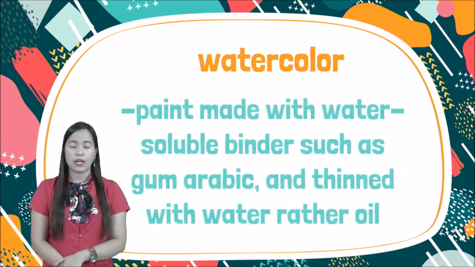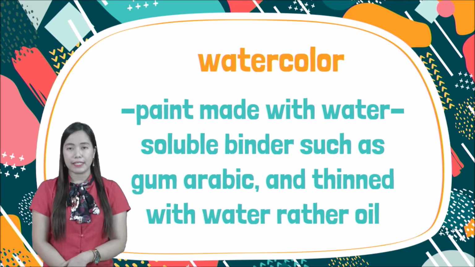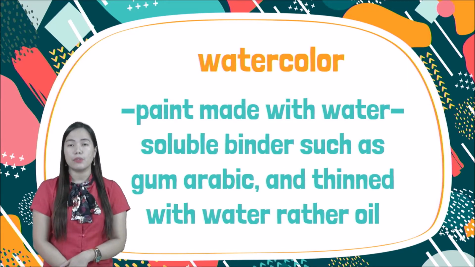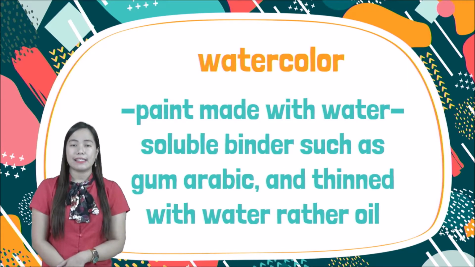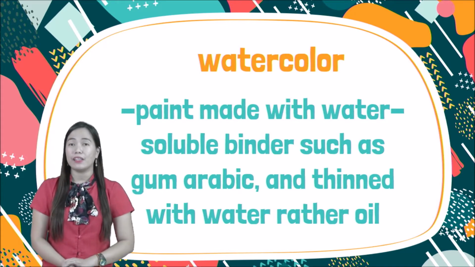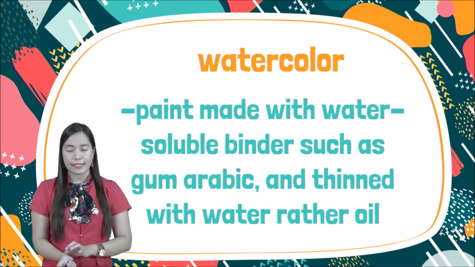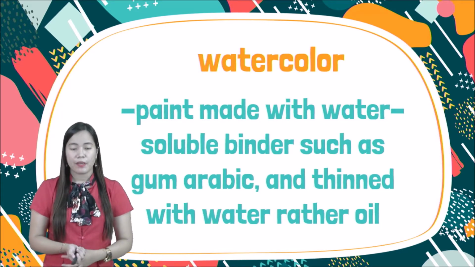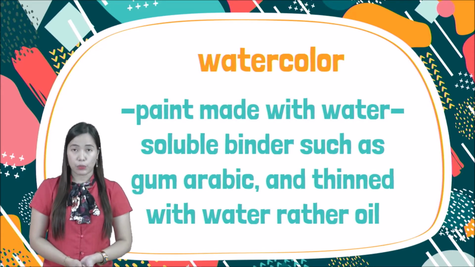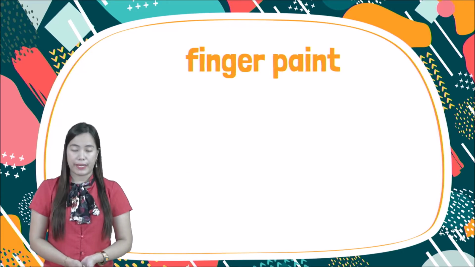Next, watercolor. When we say watercolor, it is paint made with water-soluble binders such as gum arabic and thinned with water rather than oil. Again, kids, watercolor is a paint made with water-soluble binders such as gum arabic and thinned with water rather than oil. Watercolor is the material that painters use to produce paler colors, not very bright or not vivid colors, by diluting or adding water in the color. Okay, that's watercolor.